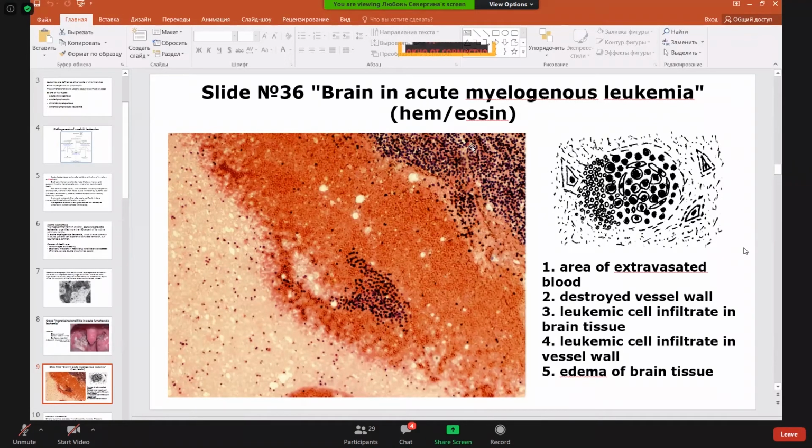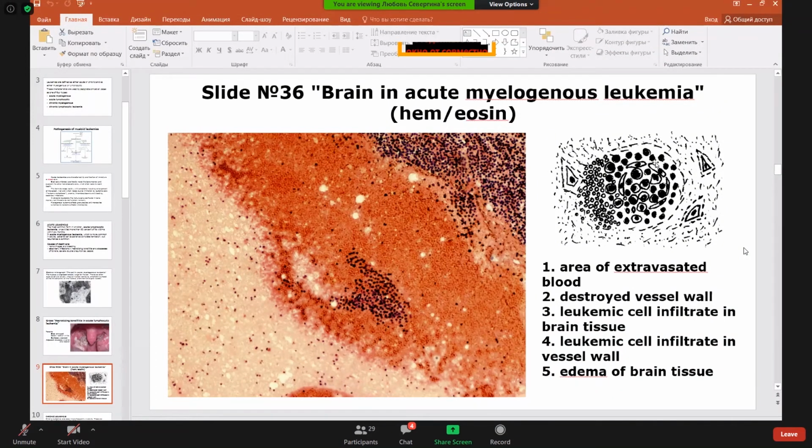The walls of the vessel are partially destroyed and infiltrated by the leukemic cells, and destruction of the walls of this vessel leads to the formation of the hematoma in the brain tissue. The adjacent brain tissue is swollen and edematous. You can see whitish colored round bubbles nearby the glial cells, pericellular edema. And now on the scheme, I will demonstrate these changes.